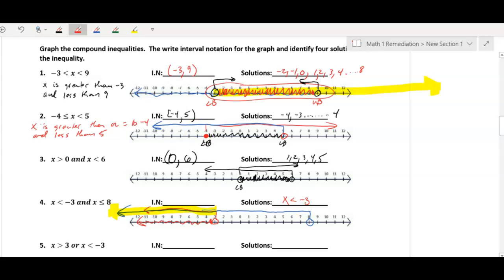Now again, this doesn't happen often. A majority of the time, these are the most common, but because some of the honors kids did talk about this, I included it. So interval notation would just be, where did I start on the left? -infinity. Where did I end on the right? At -3. Okay.